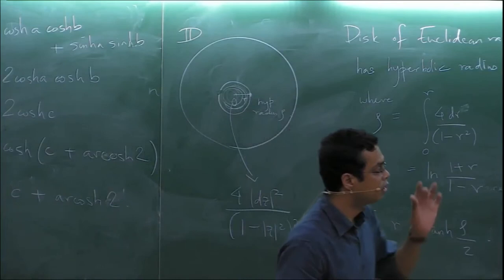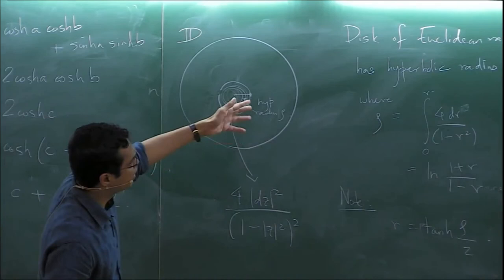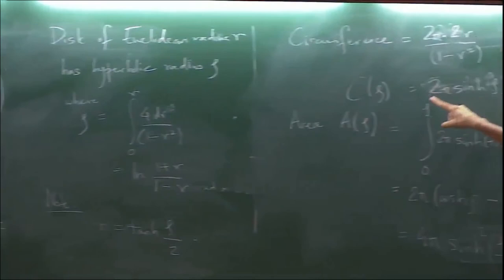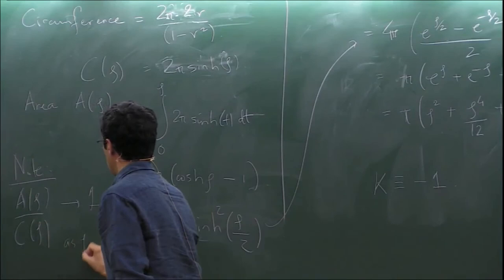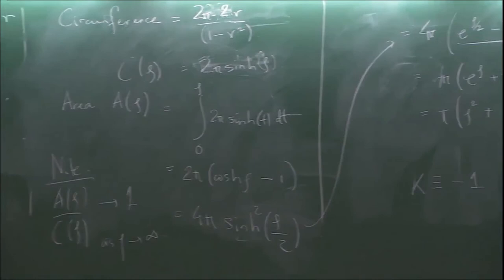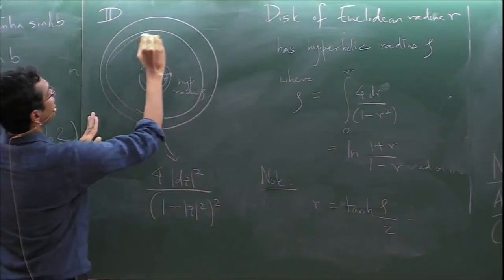Okay. So by the way, before I erase this, another curious thing here. If you call the circumference C rho, then you can notice, I should have mentioned this earlier, that A rho by this ratio actually goes to 1 as rho goes to infinity. So for large hyperbolic disks, your area is kind of concentrated near the boundary. So that's, again, very different from Euclidean space.